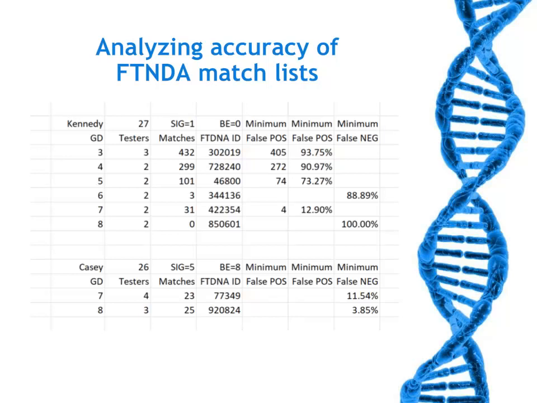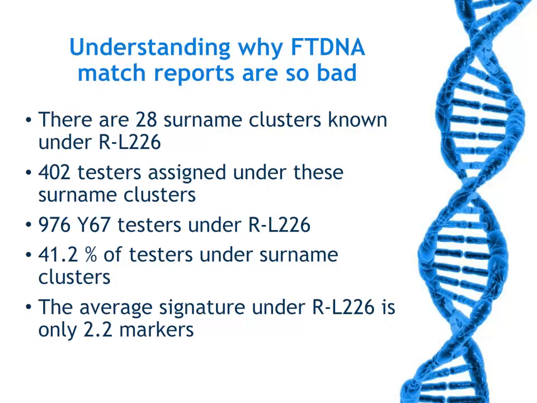There are now 28 surname clusters under L226, and 402 testers are assigned out of the 976 testers. That's 41% of the testers now under surname clusters. However, the average signature under L226 for these is only 2.2 markers. That's a real problem, because that's just not enough genetic isolation on average to really depend on genetic distance as any kind of indicator of relatedness.